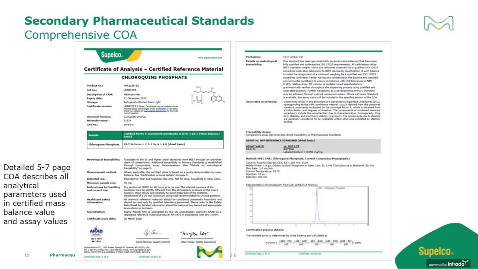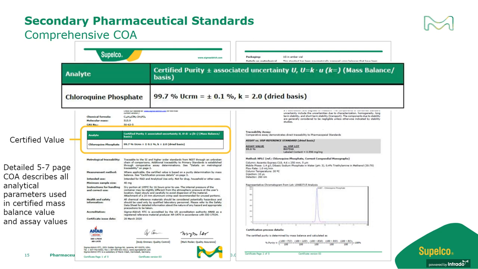So there are two types of value assignments on the C of A, the certified mass balance and the traceable assay. The certified value is the mass balance, which is traceable through the SI, like we previously discussed. So this value includes the expanded uncertainty associated with the assignment of purity. In the case of this particular lot of secondary standard chloroquine phosphate, the certified purity is 99.7 plus or minus 0.1%.